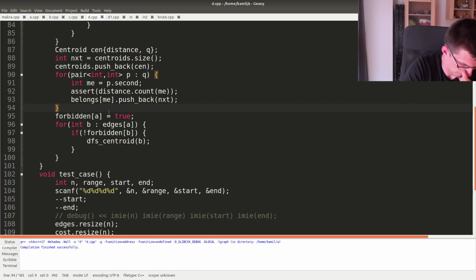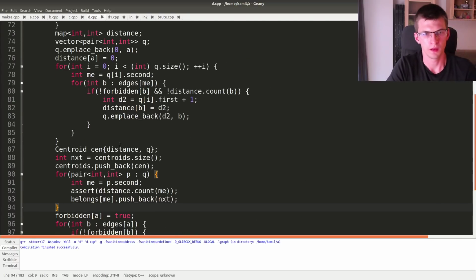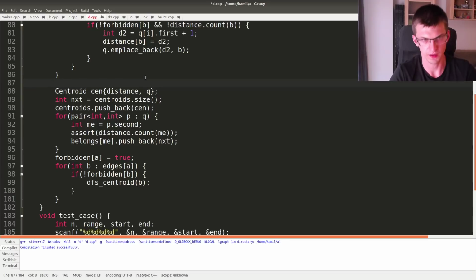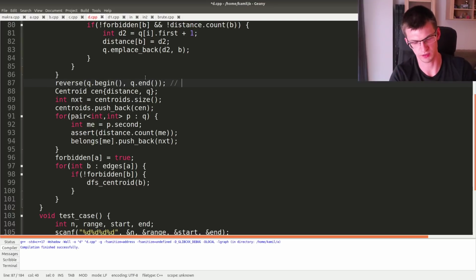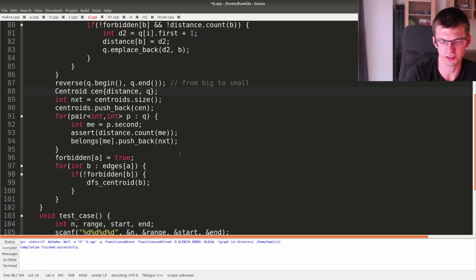Now, when creating centroid, I have stuff sorted here. Before that, let me reverse it. Now it's sorting decreasingly, from big to small, and I will be able to pop back those things closest to the root of a centroid. Centroid meaning that part of the tree.